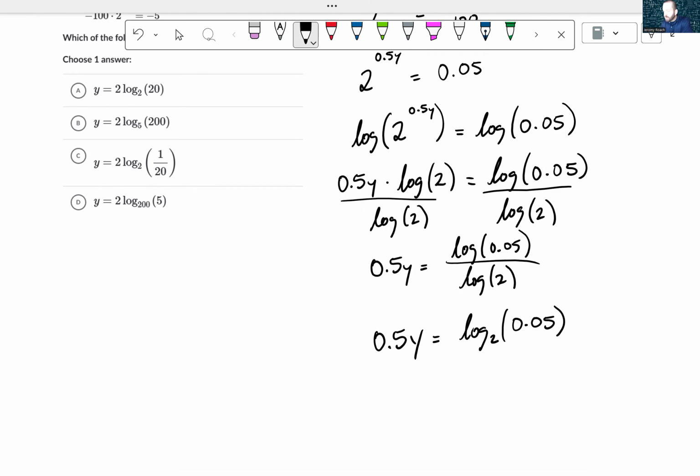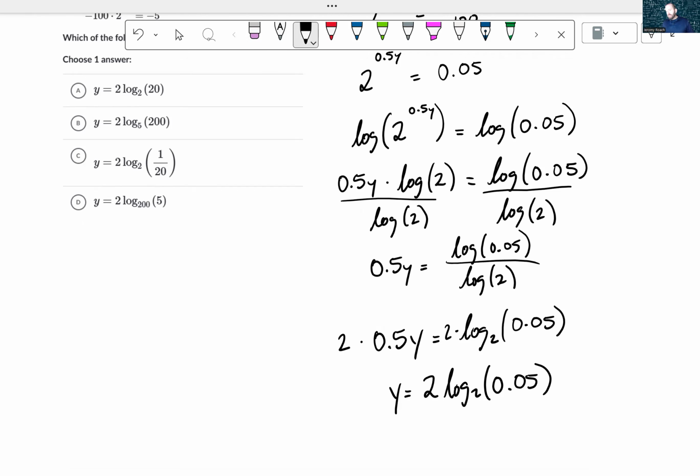So now the last thing we're going to do is get rid of this 0.5. We can divide by 0.5 or we can multiply by 2. I'm just going to do times 2 and then times 2. So y is equal to 2 log base 2, 0.05.